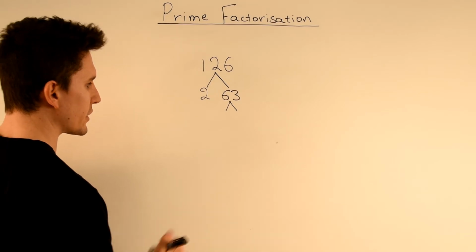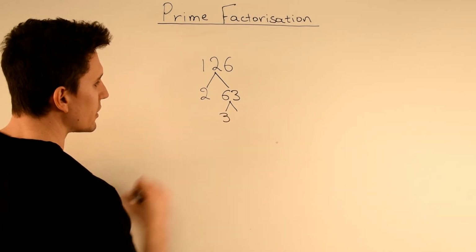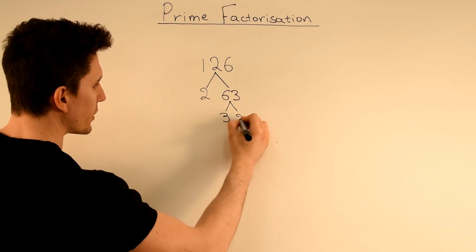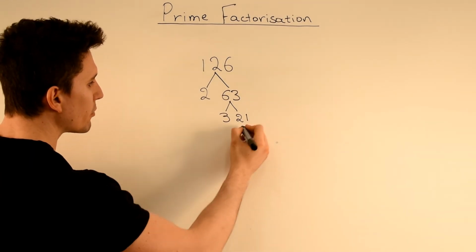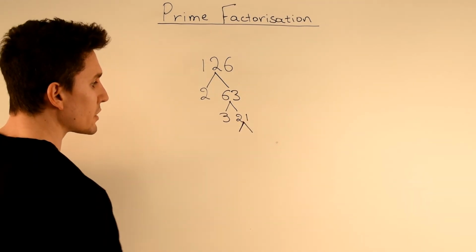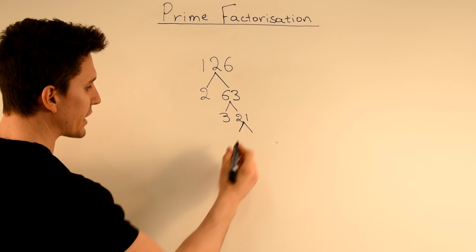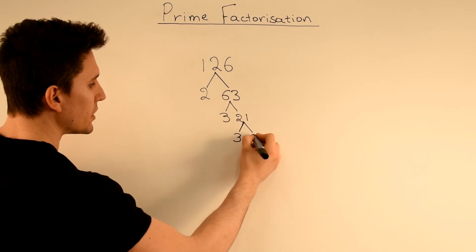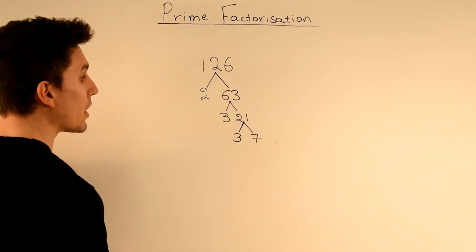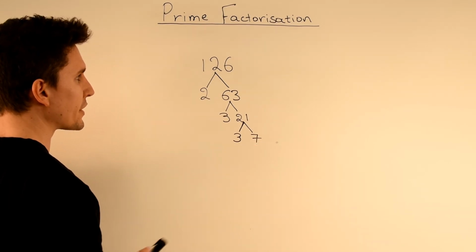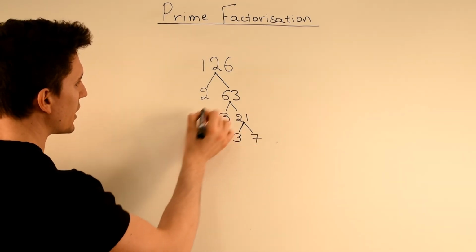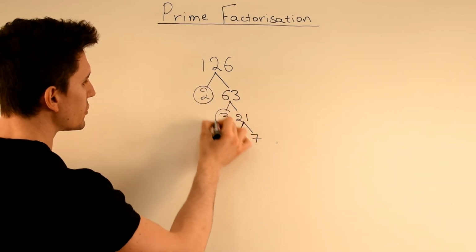And the answer is yes. We can write it down as 3 times 21. Now let's look at 21. Can we write down 21 as 3 times another number? And the answer is yes. We can write it down as 3 times 7. Now notice 2, 3 and 7 cannot be broken down anymore because they are prime numbers. Therefore we'll put them in circles to indicate that.